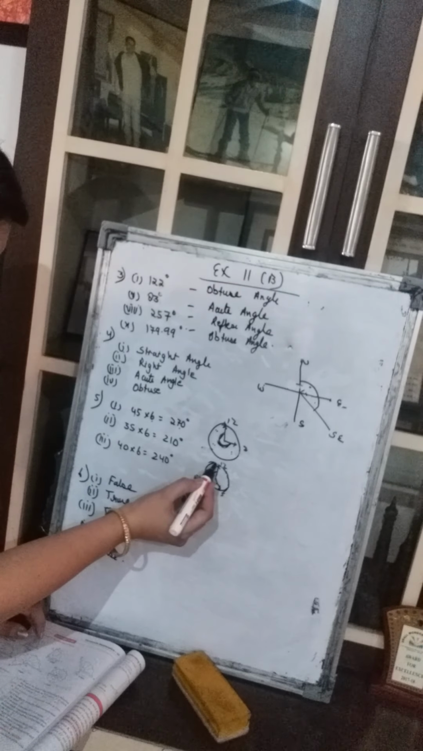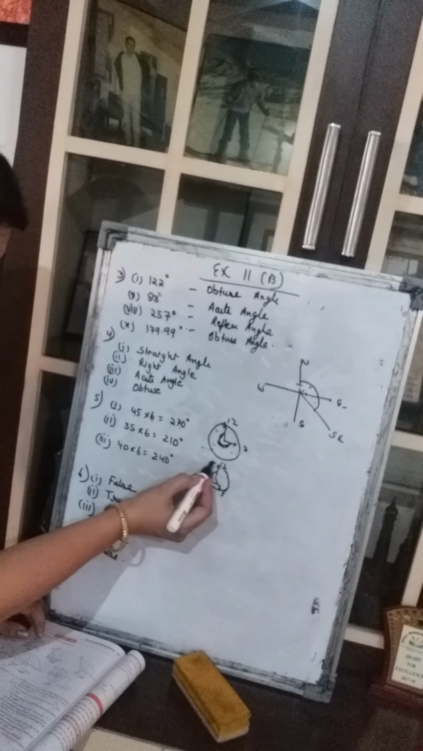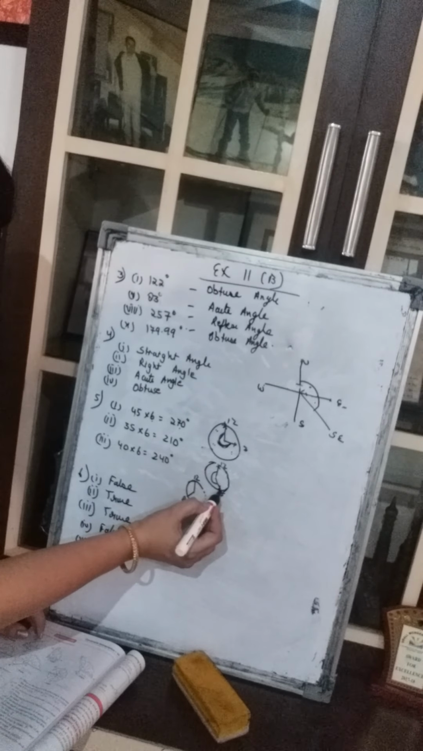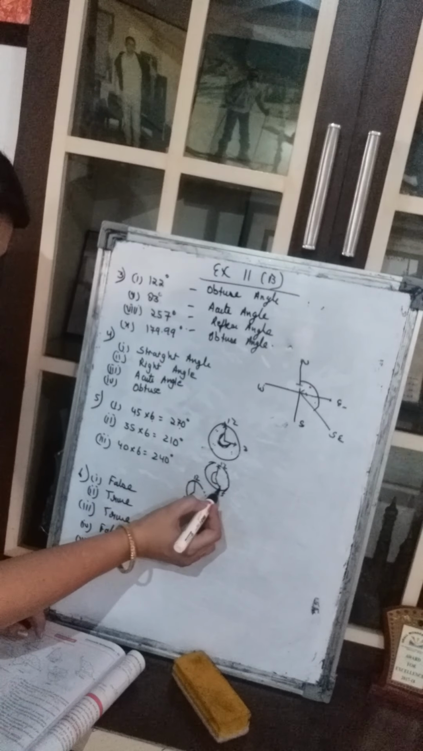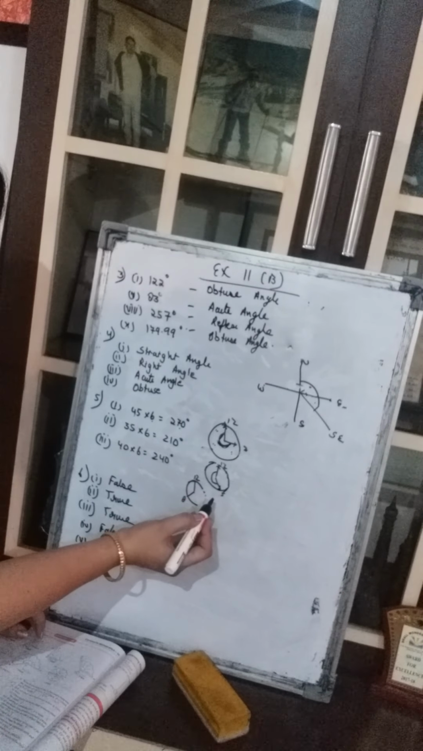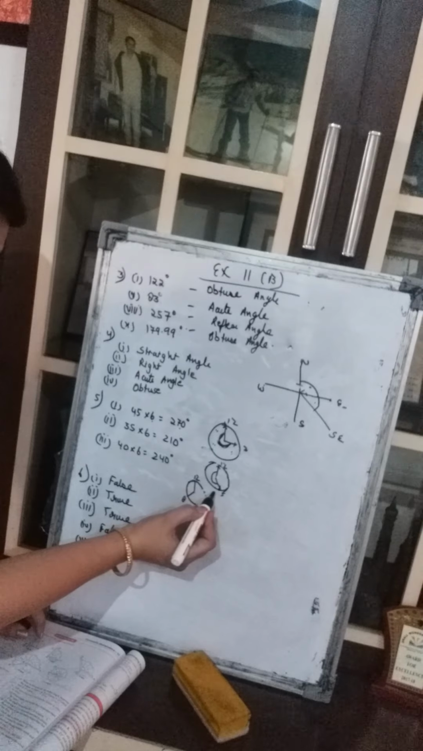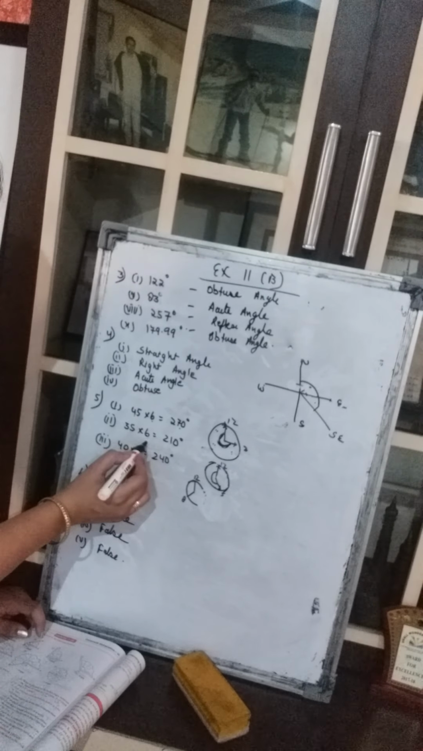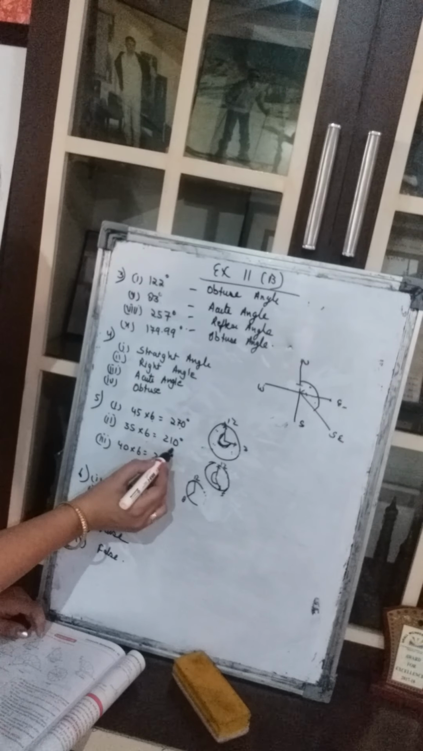So now girls, how many minutes are covered till 5 here? Not the inner one. The inner one will be only 25 minutes. But the outer one, how many minutes are there? 35 minutes have been covered, because till 6 there are 30, and 5 more, it will be 35. 35 into 6 degrees gives you 210 degrees.